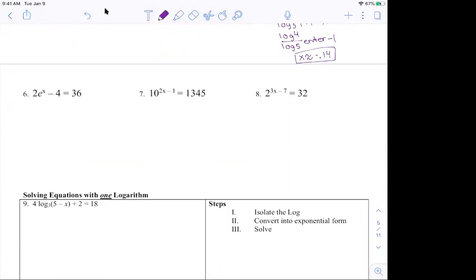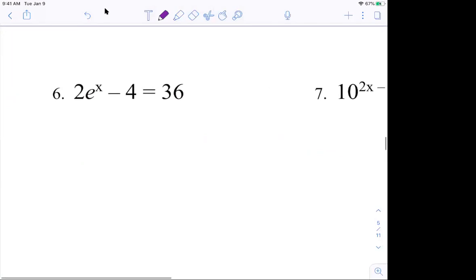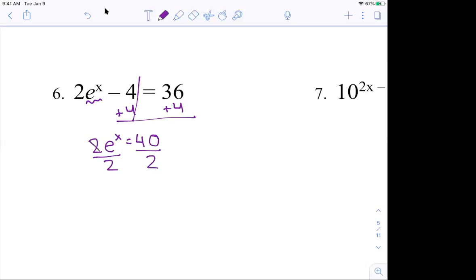So we're going to take a look at the next set of problems as well. Now we've got an e problem, which is great. Let's practice that. I'll do that with you. The first thing you're going to try to do again is isolate the e to the x. So we're going to add 4 to both sides. Those are like terms, so that's okay to do. 36 plus 4 is 40. Then I'm going to divide both sides by 2. That's going to leave me with a 20.